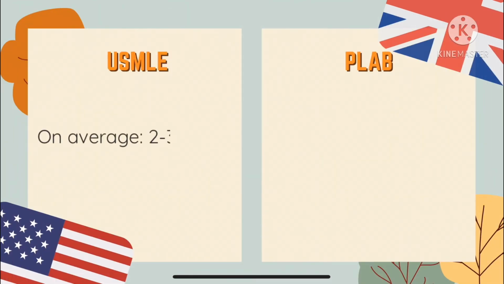Preparation time for USMLE usually takes around 2 to 3 years on average, whereas it takes a year or less of preparation for PLAB if you pass everything in one take.